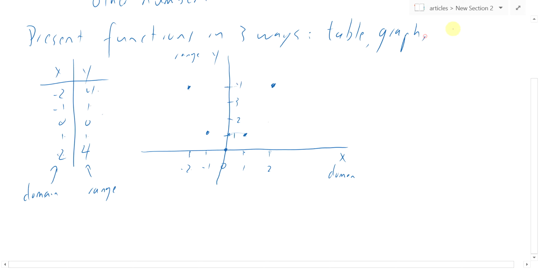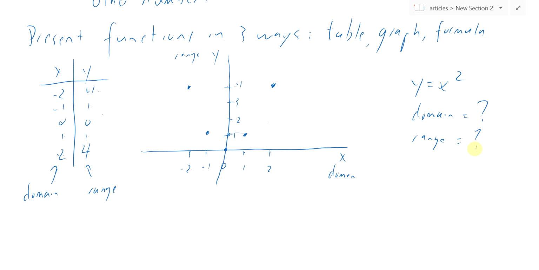And you can tell what this function is, probably. It's y equals x squared. Not easy to tell what the domain and the range is here from the formula. If you have a graph or if you have a table, it's not too hard. But if you just have a formula, it's not that easy.